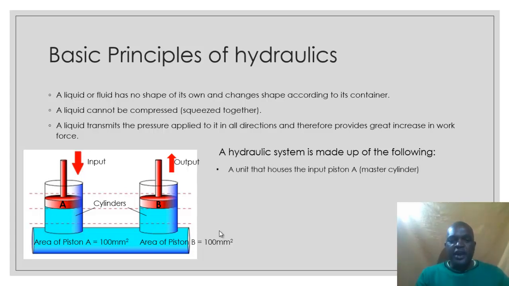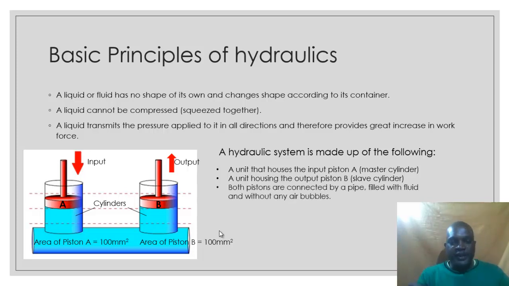Number one, it has a unit that houses the input piston, like a cylinder, and it's called a master cylinder. It also has a unit housing the output piston, like in B, which is called a slave cylinder. Both pistons are connected by means of a pipe, and this pipe gets filled with fluid. Another thing that has to happen is that there mustn't be any air bubbles.